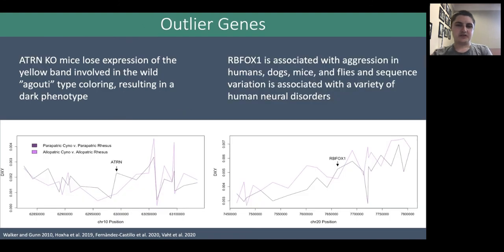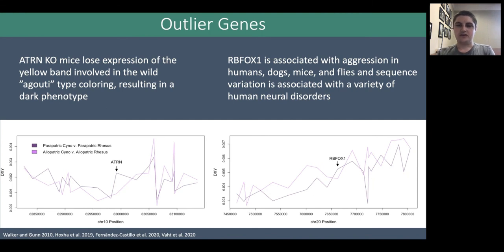So I wanted to single out just 2 particular genes I thought were particularly interesting for time's sake. These are ATRN, which is involved in coloration. So it's been shown that in mice where ATRN is knocked out, they lose expression of a yellow band associated with the wild agouti type coloring, and that results in a mutant phenotype that's sort of dark or blackish.